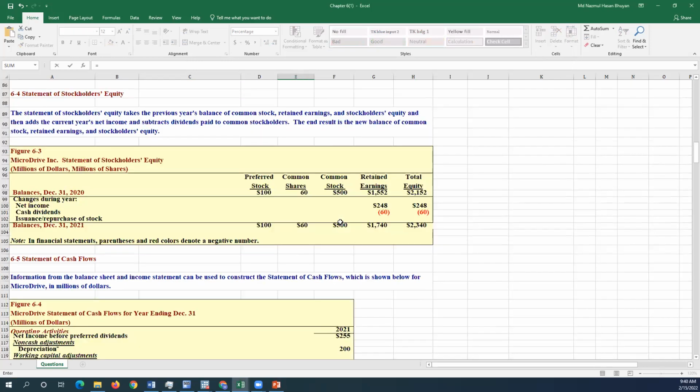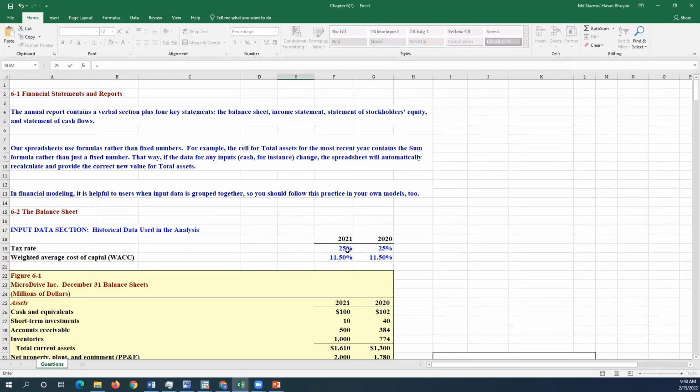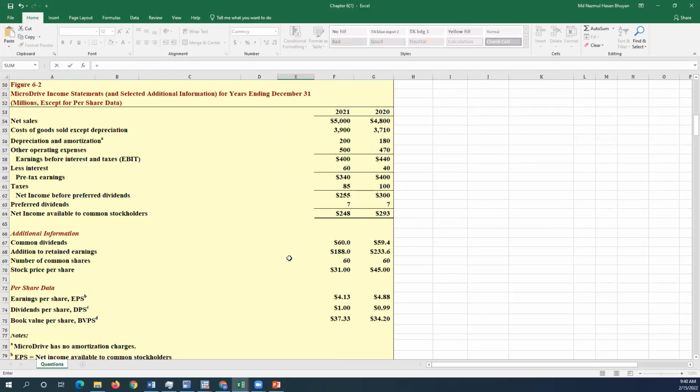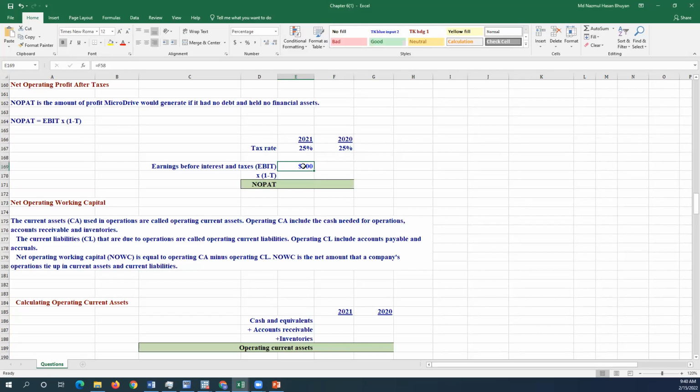First, let us copy the tax rate. Next, EBIT. Then 1 minus the tax rate. The net operating profit after tax is EBIT adjusted for tax. So here we got our net operating profit after tax.